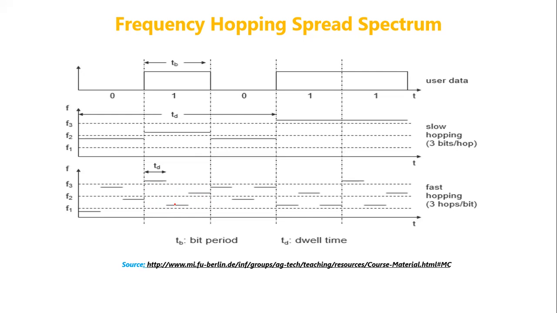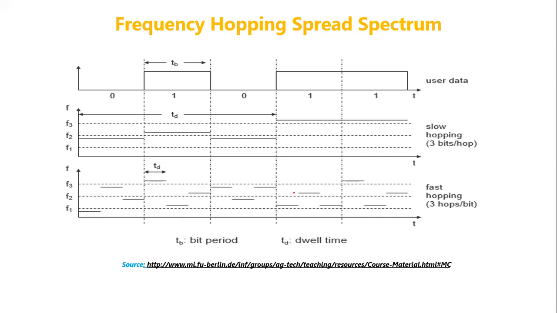So here also the concept is the same, that is, the transmitter or the receiver hops from one frequency to another frequency even during the time in which only one data bit can be transmitted by the sender, right? So again for transmitting 0, it is moving from f3 to f2 and then again to f3.